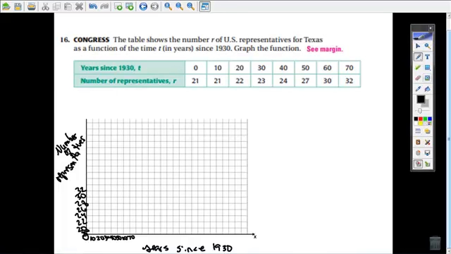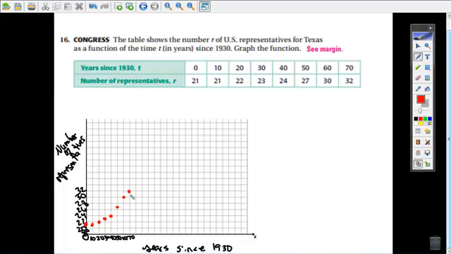And now I'll go ahead and plot my points. So at 0 I have 21, so right in here. And at 10 I also have 21. At 20 it's 22. At 30 it's 23. At 40 it's 24. 50 is 27. 60 is 30. And 70 is 32. And here's what my graph looks like.